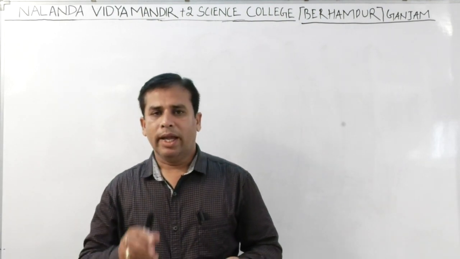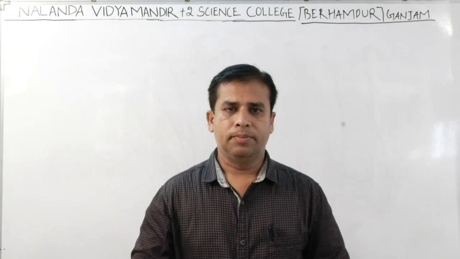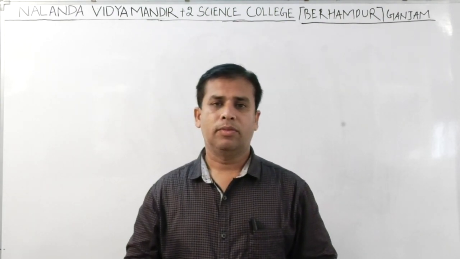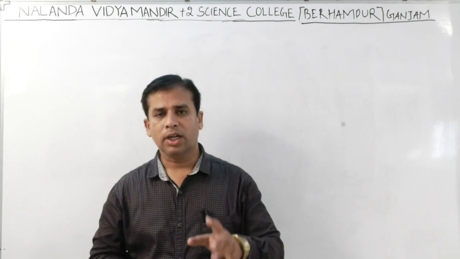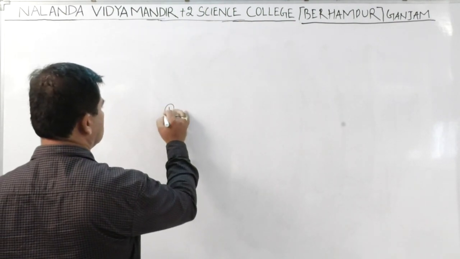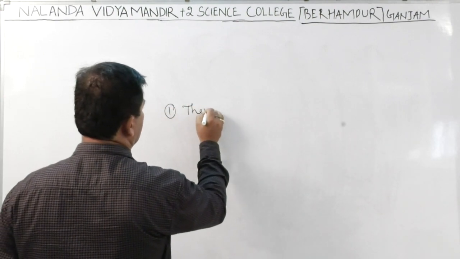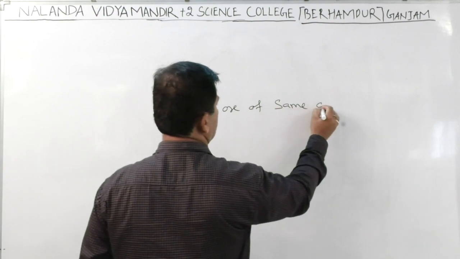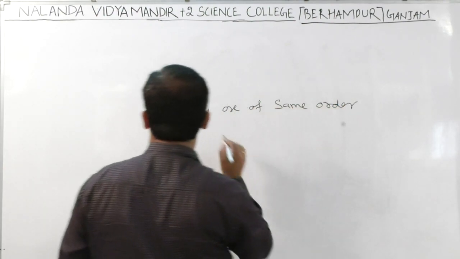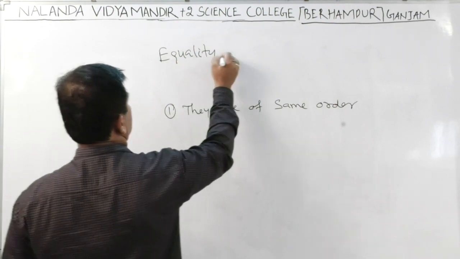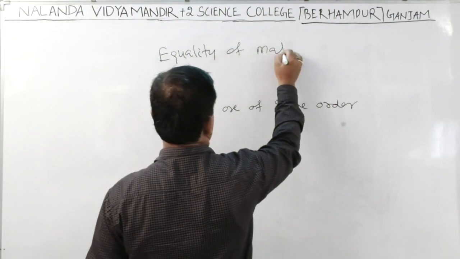First, A and B are two matrices. If they are said to be equal, they must follow some conditions. Condition 1, the first condition: they are of the same order. First, equality of matrices.